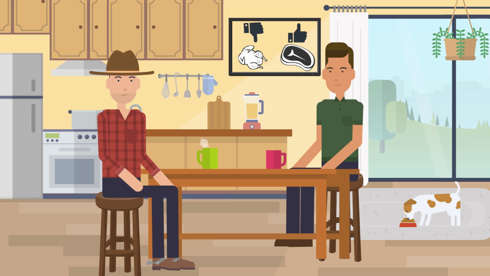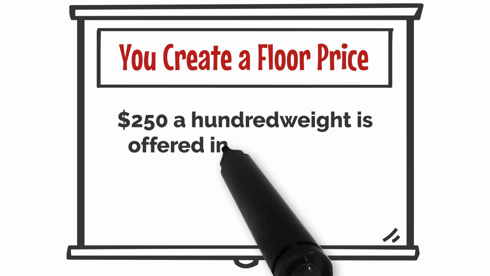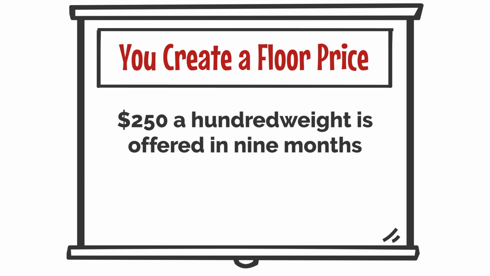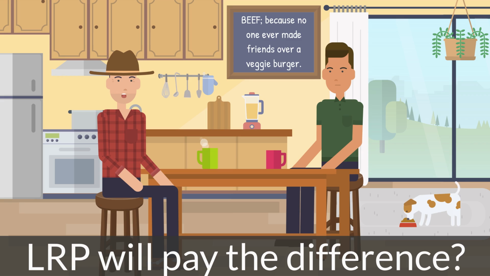Let me give you a basic example to get started. LRP allows you to create a price floor in the future. Let's say in 9 months the LRP price offered is $250 a hundredweight, with an $8 premium. This contract allows you to put a floor of $242 on the price, 9 months from now. So, I can lock in a future price, and if I don't get that price when I sell, then LRP will pay me the difference?